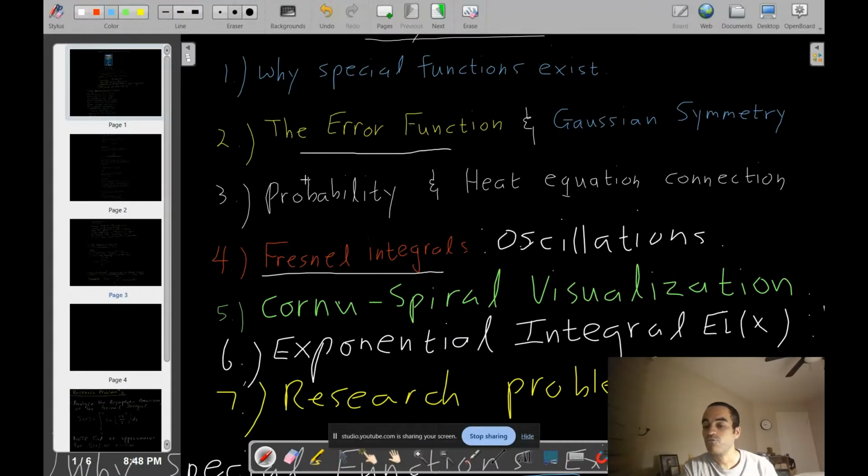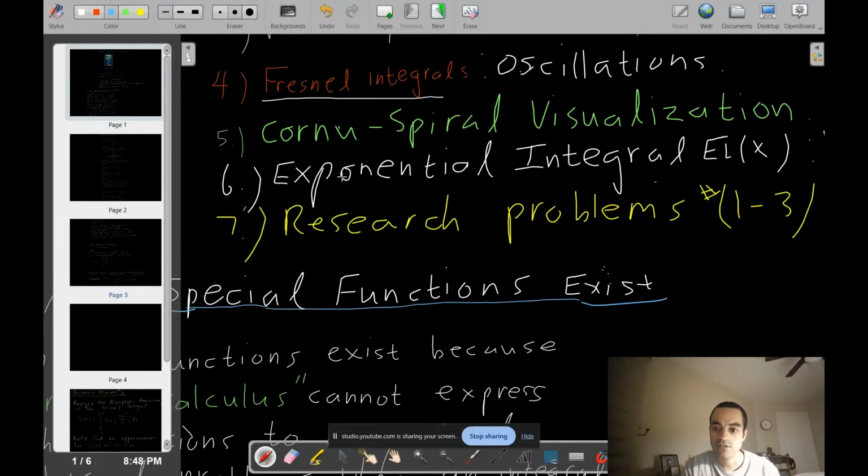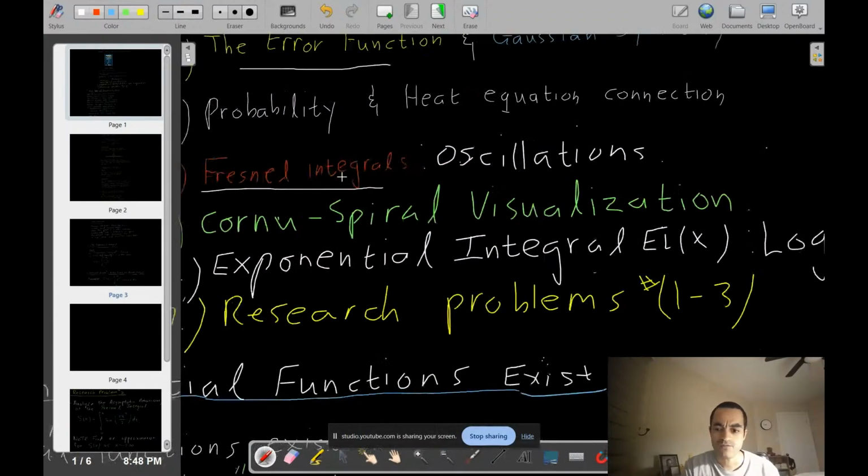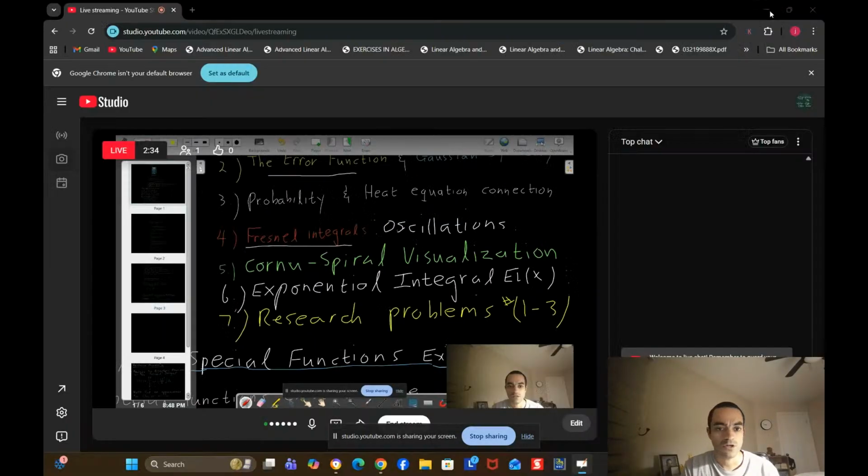Number 5 will be a visual simulation. I'm going to show you a simulation of a Cornu spiral. Okay, it's a really cool spiral that I want you to see. You may have heard of spirals. Number 6, exponential integrals, and number 7, hopefully some research problems along the way.